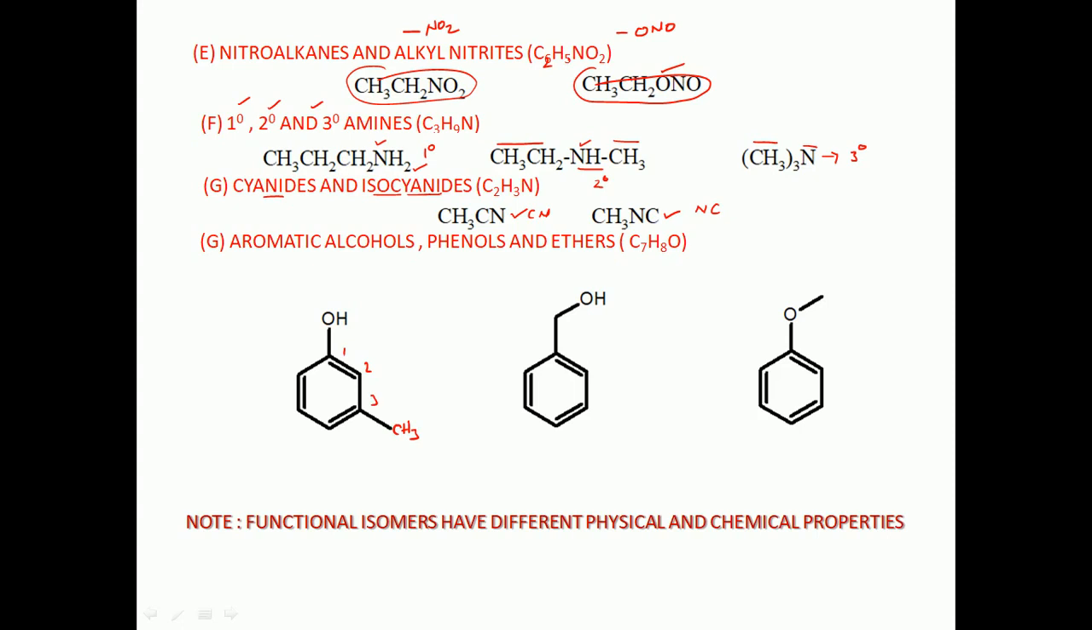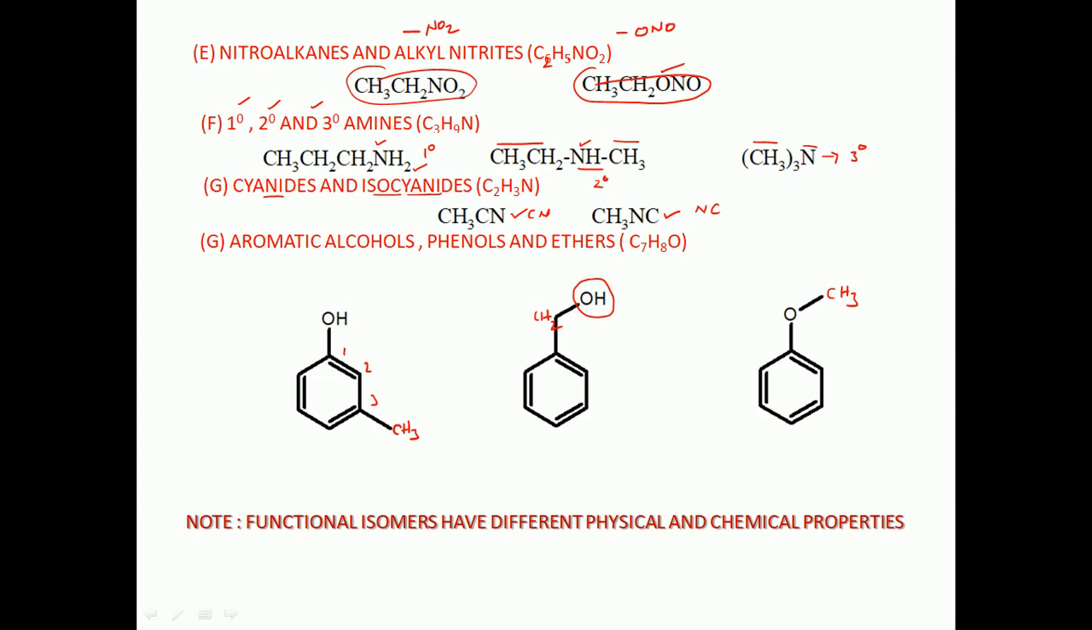Here the functional group is phenol. Here it is not the phenol. Why? Because OH is not directly attached to the aromatic ring. In between, what was there? A CH2 group was there. So the name of the molecule is benzyl alcohol. And another isomer is anisole. We call it this structure of the molecule. And the name of the structure is anisole. Or we can also call it methyl phenyl ether.